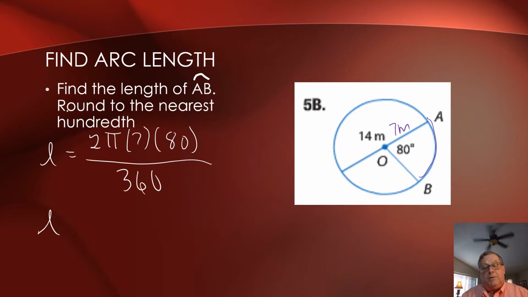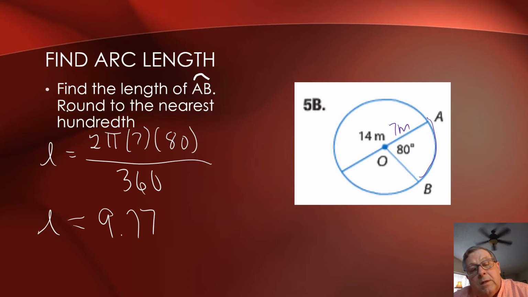And again, I'm going to multiply 2 times pi times the radius, 7 meters, times the measure of the central angle, and we're going to divide that by 360, and we're going to round this to the nearest hundredth, and it would come to 9.77, and my unit of measurement is meters.